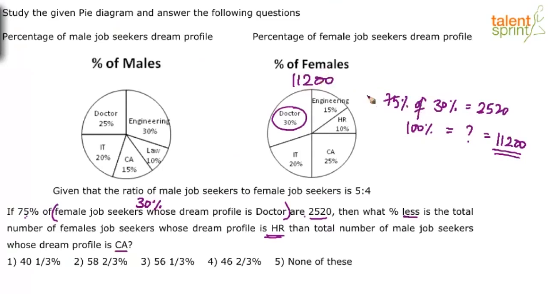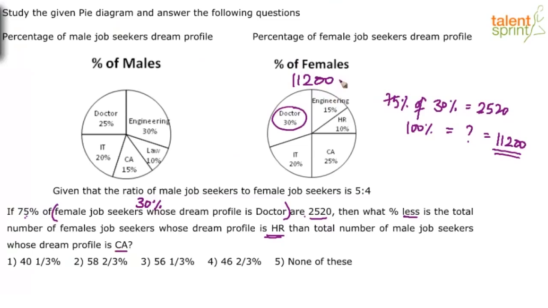Again, I did the calculation mentally. I want all of you to work on this, whichever way is comfortable. Either you can take 75% of 30% as 2520, or try and understand what will be 30% directly, and based on that calculate 100%. So your calculation should result in 11,200 as 100%.